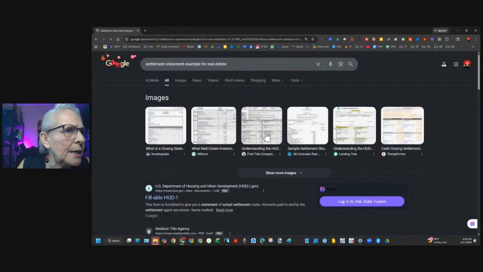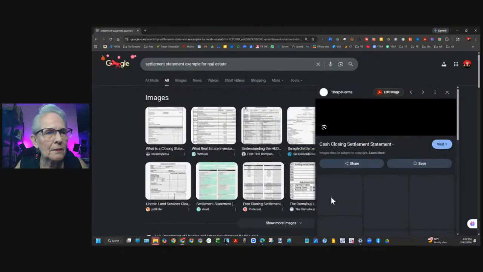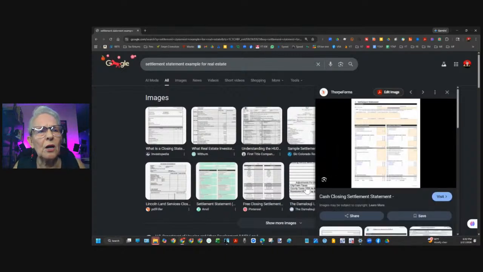Well, let's do a cash one. Cash closing settlement statement. Let's show it. You can look at this, and you can also look in the prep book. It'll show what kinds of things get credited to a buyer or to a seller, and look for that.